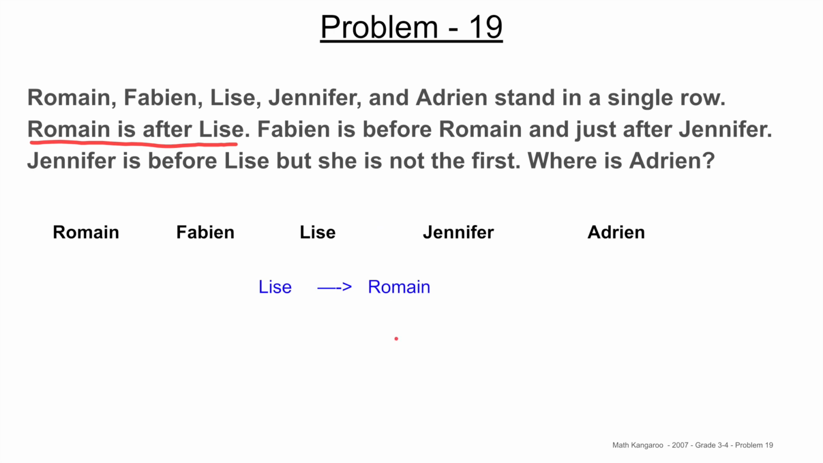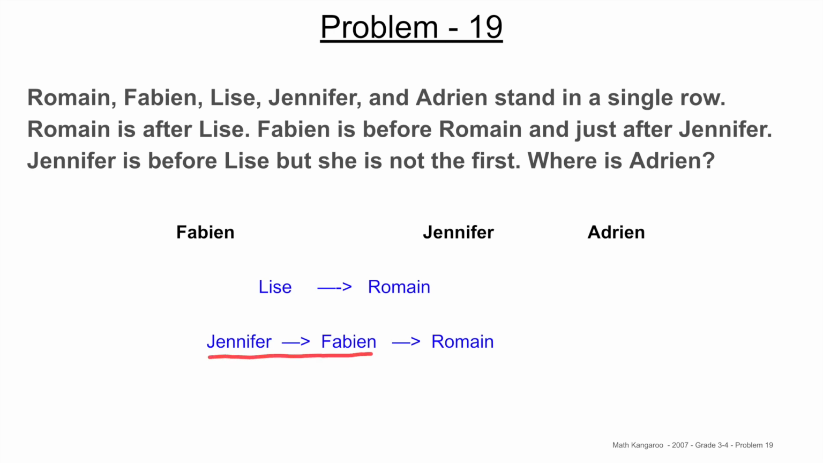So we pick them up from the main row. Fabian is before Roman and just after Jennifer. What does it mean? That Fabian is before Roman and it's just after Jennifer. When it says just after, that means it's close to Jennifer and no other person can come in. So they act as a block in here.